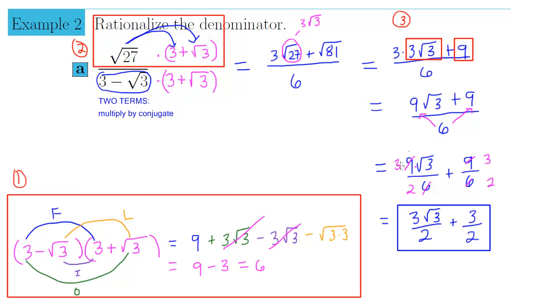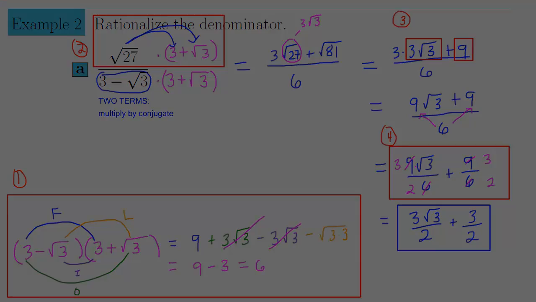Finally, we went ahead and split this division into 2 so we can reduce each fraction individually. Okay, so you want to split this up so you can reduce any of the fractions that have common factors. And that's how we ended up at 3 root 3 over 2 plus 3 halves.